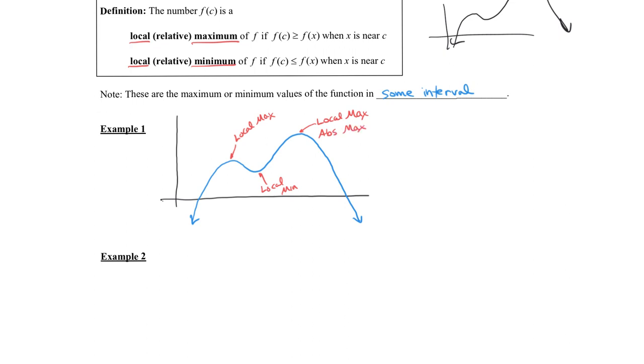Now I've got a local minimum here. What about an absolute minimum? Is there going to be an absolute minimum for this graph? There won't be, because both sides go to negative infinity. So with this graph, there is no absolute minimum.